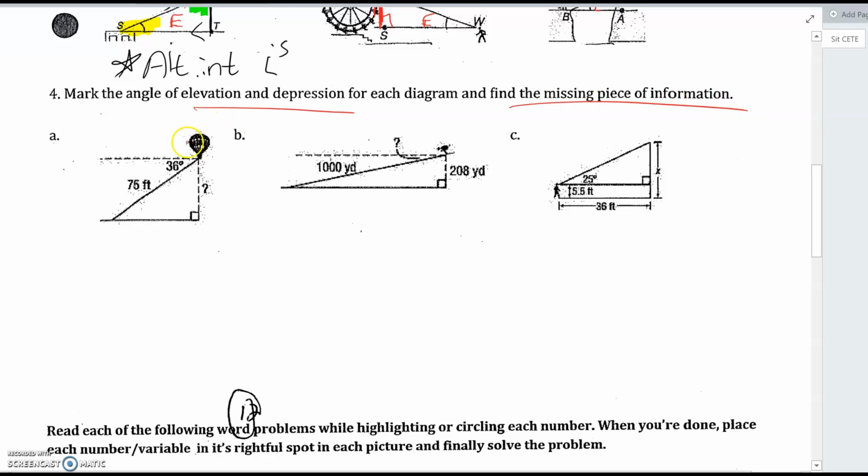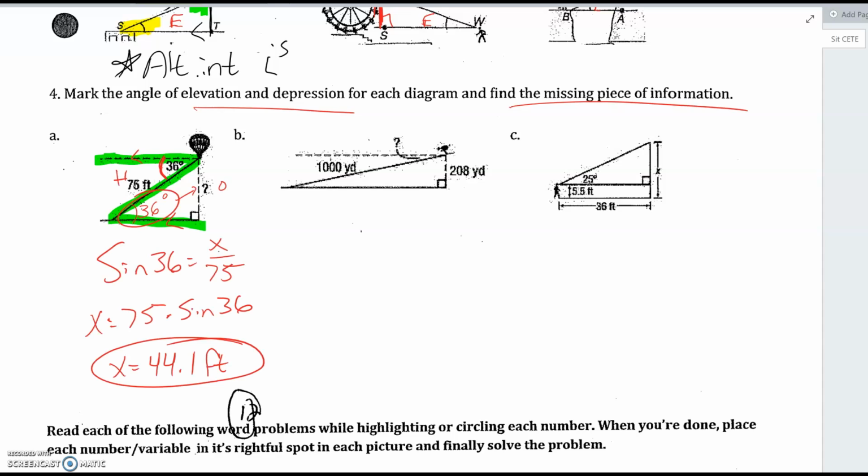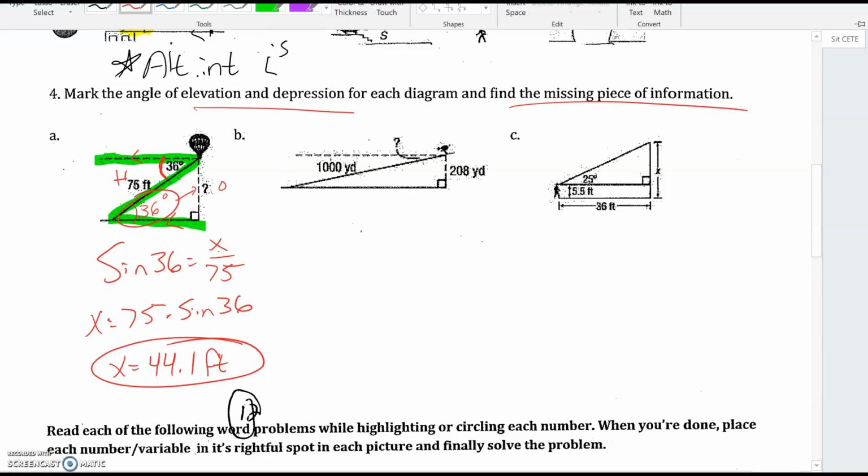Okay, so this one, hot air balloon, this angle of depression looking down, again, we're going to have alternate interiors here. So I could actually bring this angle down inside alternate interiors. I could draw a Z here. And so these two angles would be congruent. So I could put the 36 here. All right, then go ahead and solve for the question mark. Okay, you should get 44.1 feet for that.